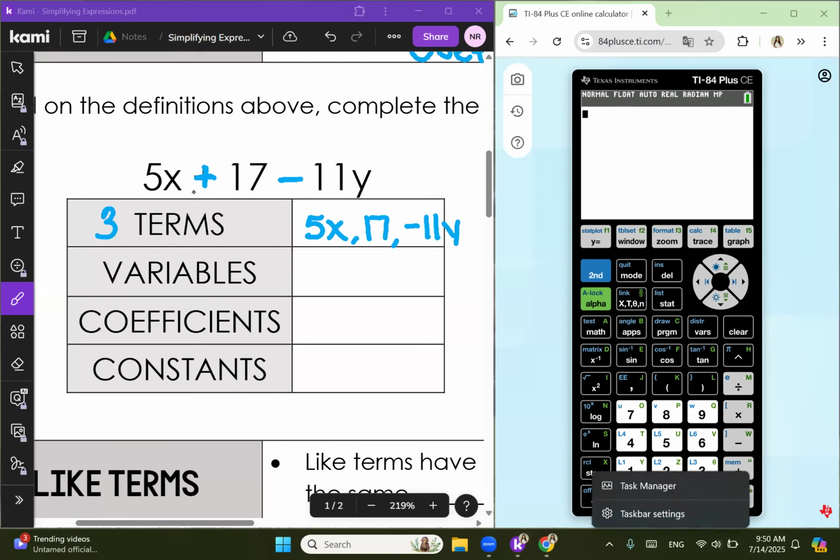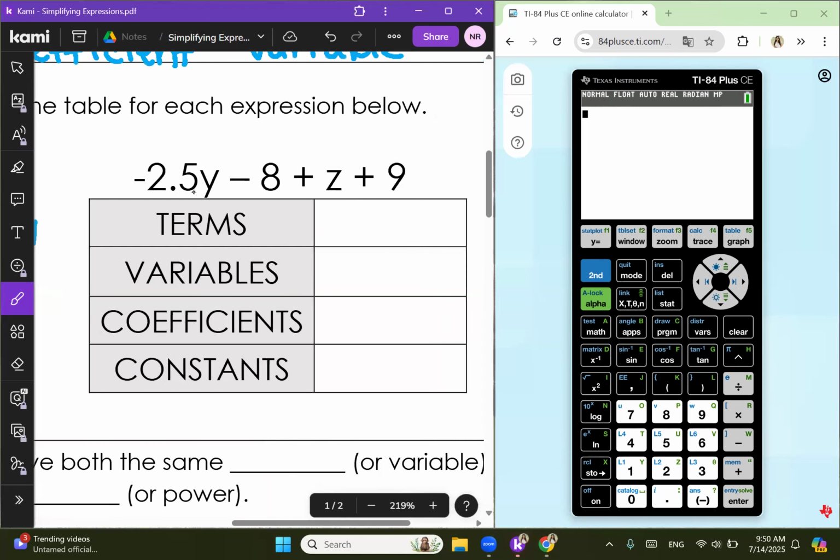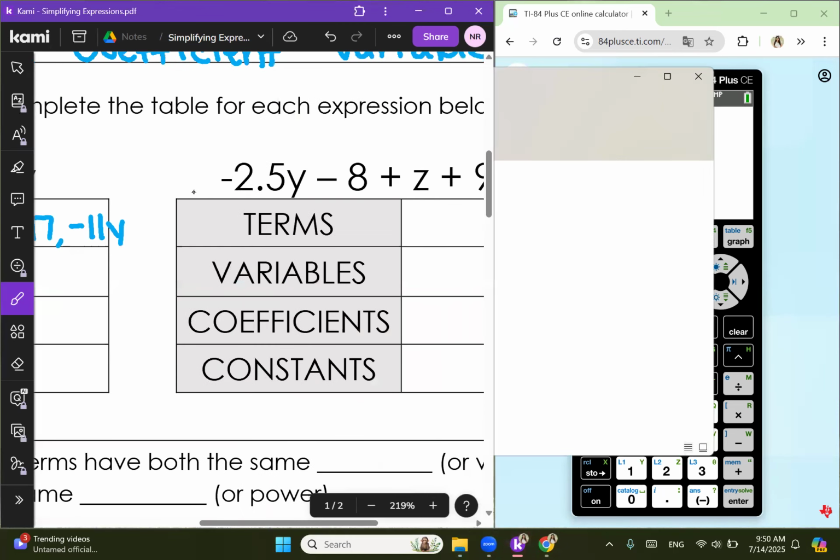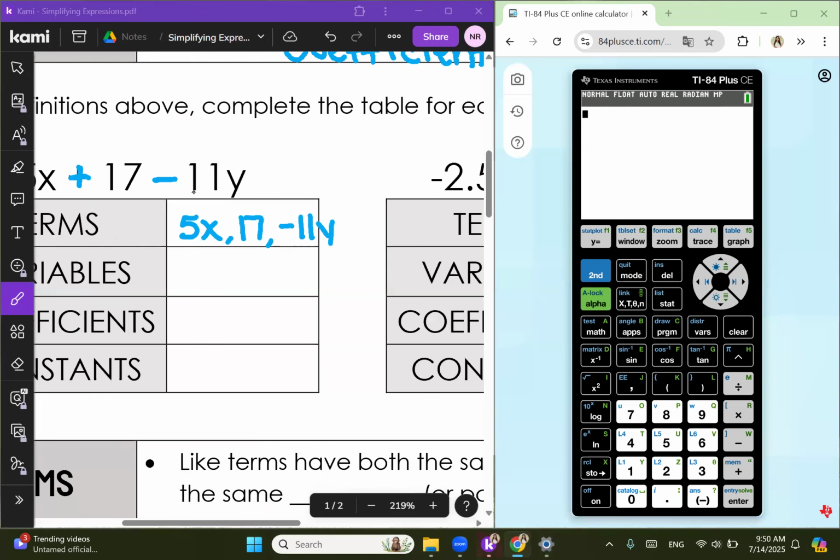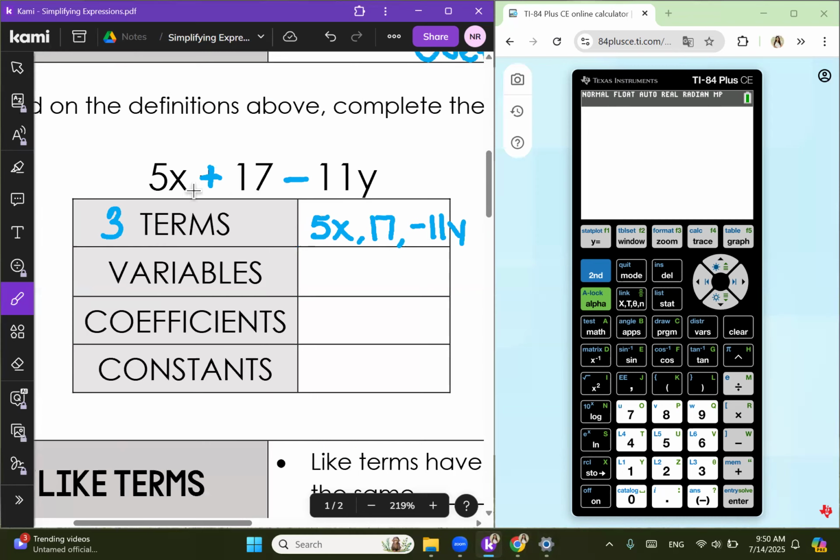Okay, you always have to make sure whenever you are separating your terms, you separate them including the sign in front, not the sign behind. You always want to include the sign in front of the term, not the sign behind. So if I'm separating this, I would separate it here. So you got 1, 2, 3 terms, okay?